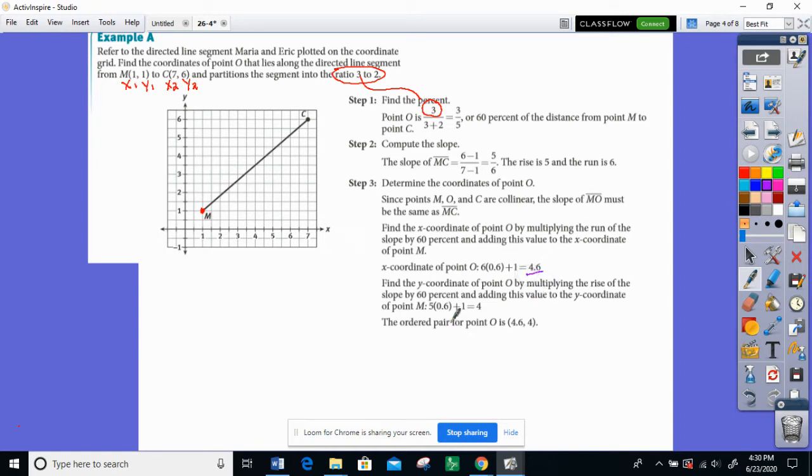We're going to do the same thing with the y value. Take the y value where we start, add it to 60% of the rise, which is 5. So 1 plus 60% of 5 is 4. And when we plot that point, 4.6, comma 4, we end up with a point that's thankfully closer to point C than it is to point M. That's a way that we can double check to make sure that we solved this correctly.